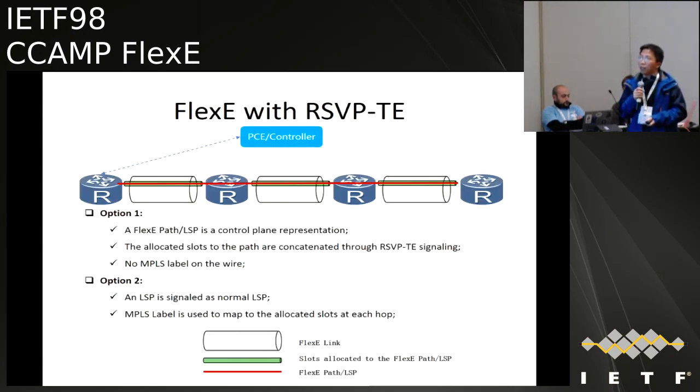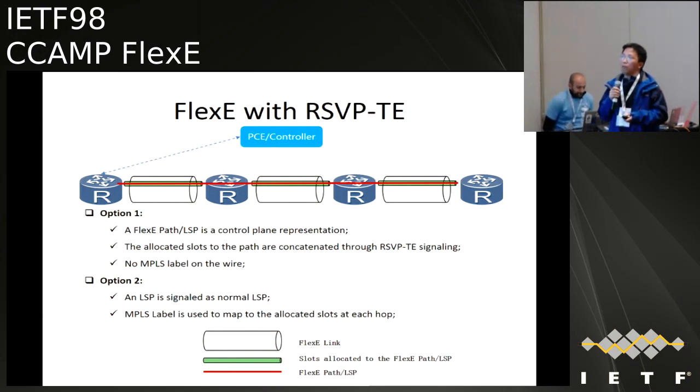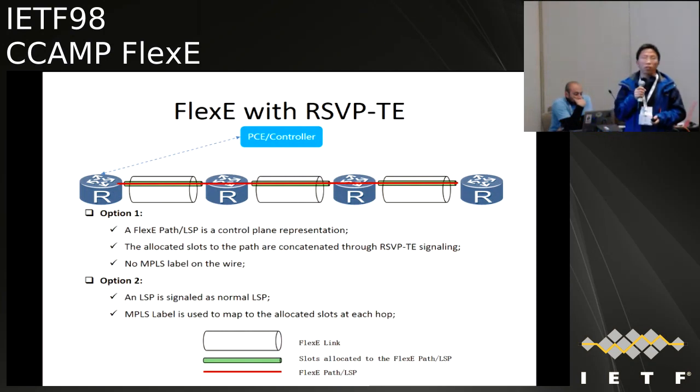So here is an example showing how RSVP can be used to signal end-to-end FlexE paths. Here we list two options, there may be more. Option one: the FlexE path is just a control plane representation. The allocated slots for the path are calculated through the RSVP signaling. When transmitting traffic, there's no MPLS label on the wire, and the forwarding at each port is based on the slot matching table.